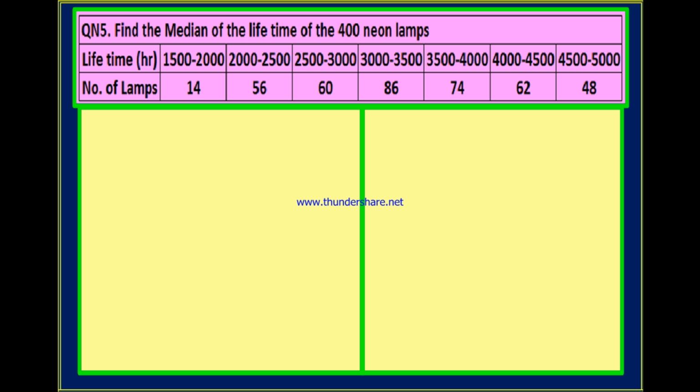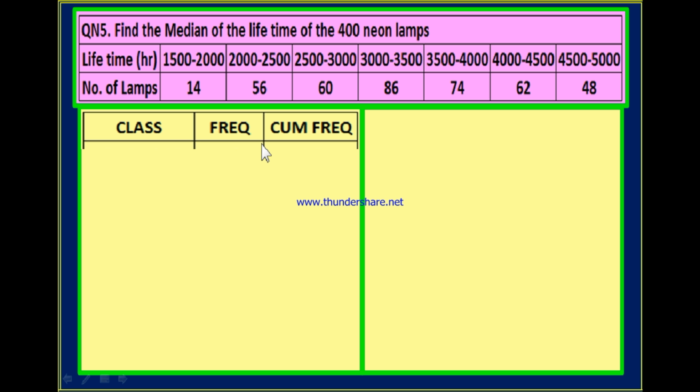In order to find the median, we may consider the lifetime in hours as classes, and the number of lamps as frequencies. Besides classes and frequencies, you have to construct another column which is cumulative frequency. Now look at this table. The first column is for classes, the second column is for frequency and the third is for cumulative frequency.